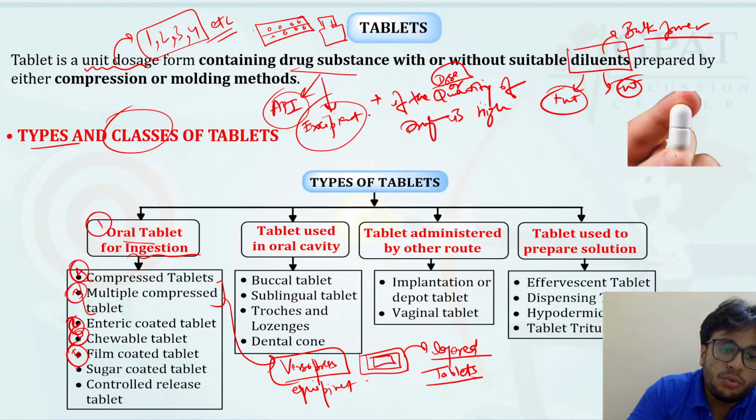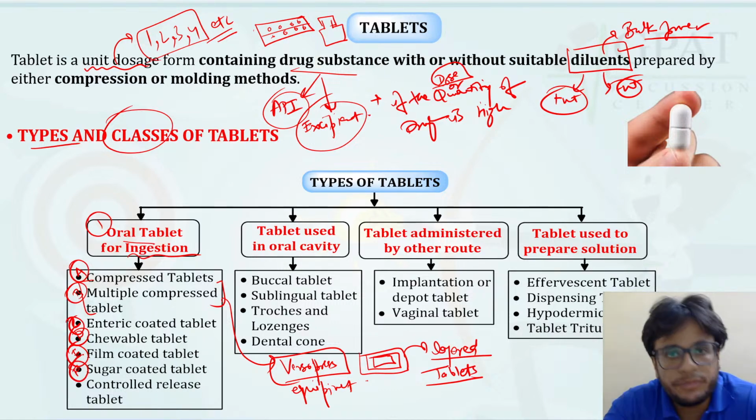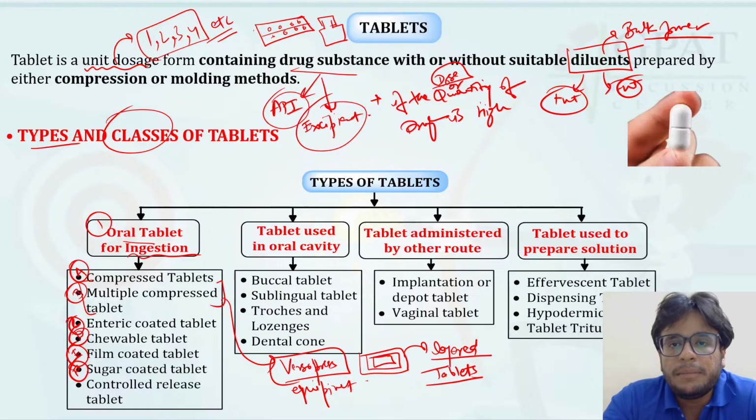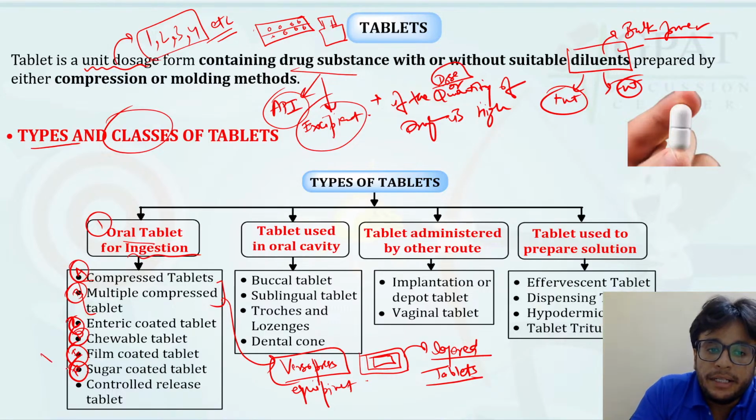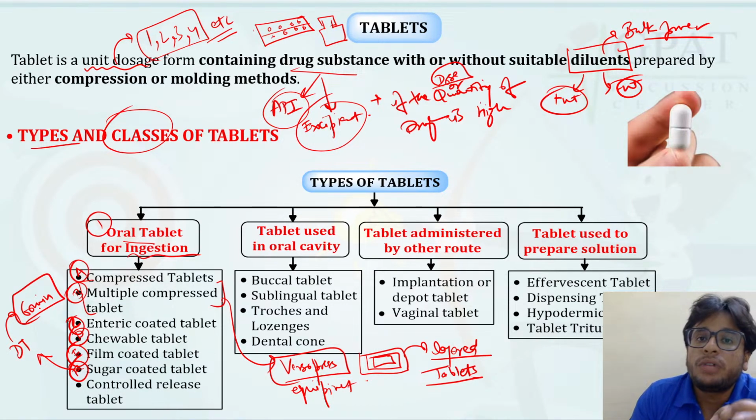Okay, then we come to the sugar coated tablet. There are different kinds of steps, mainly syruping, edge round off, glossing, and color addition. Those are the different steps of the sugar coated tablet. For all tablets, the disintegration time is very important. For the sugar coated tablet, the disintegration time is 60 minutes. Okay, and then we come to the controlled release tablet.